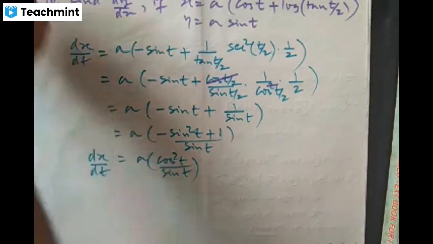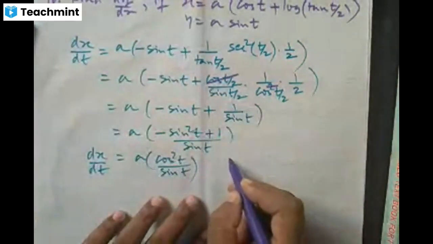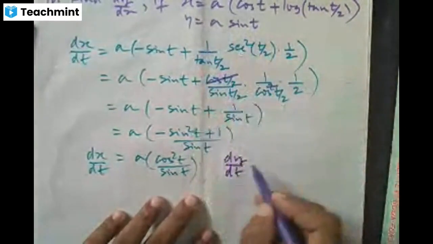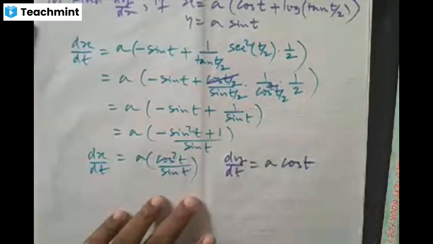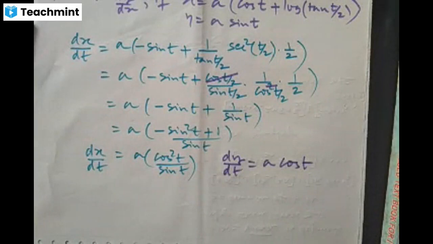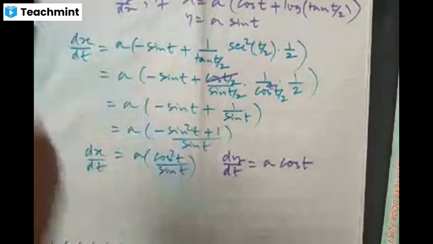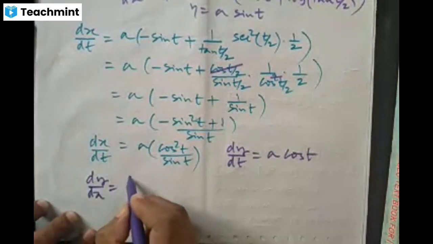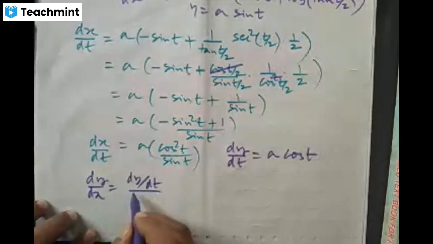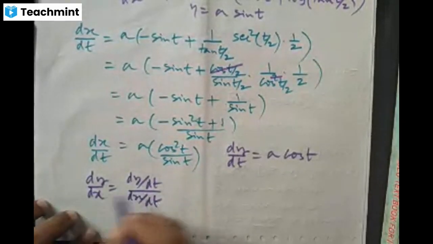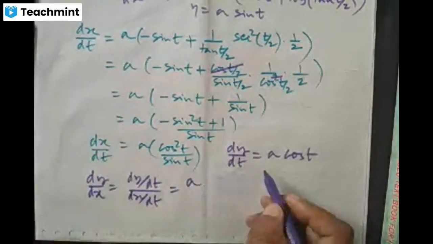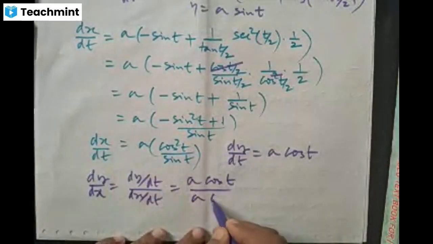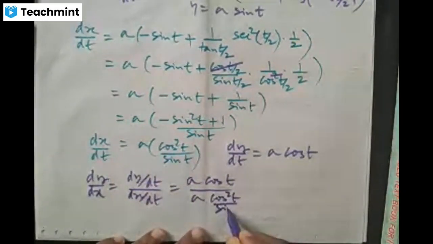Next we shall find dy by dt. See here, y is a into sin t. So dy by dt is a into cos t. Correct? Now we shall use the formula to find dy by dx. So now dy by dx is equal to dy by dt divided by dx by dt. So what is dy by dt? dy by dt is a into cos t. What is dx by dt? dx by dt is a into cos square t by sin t.